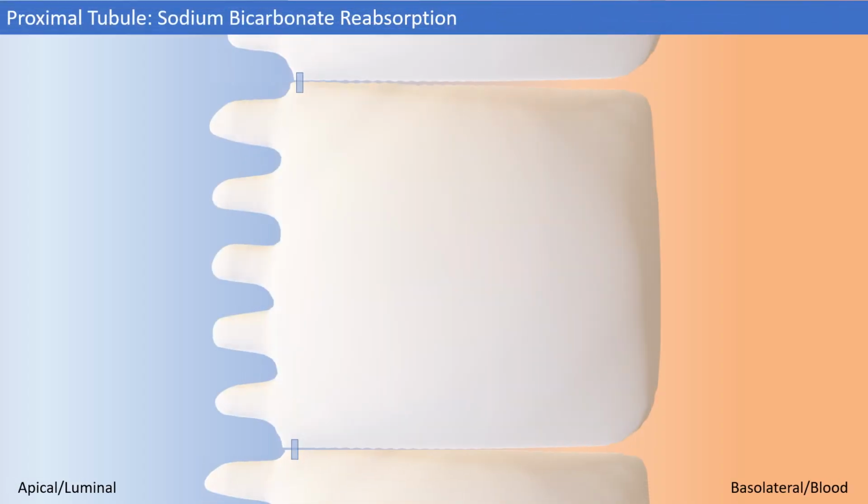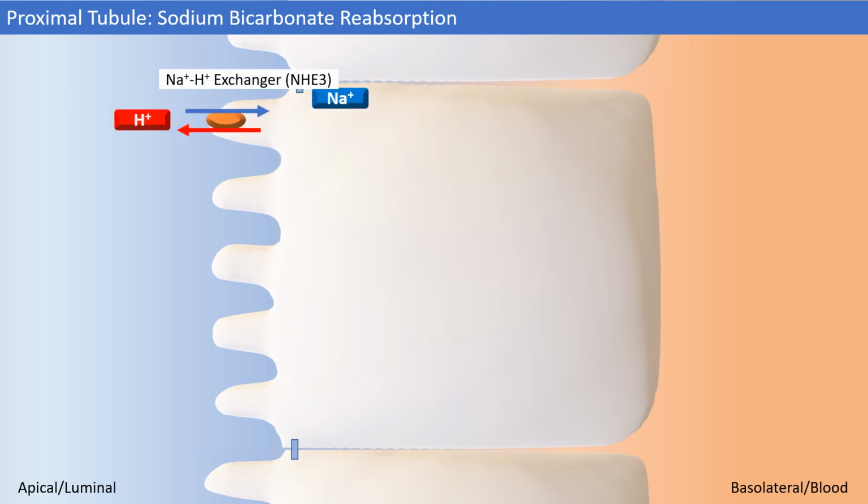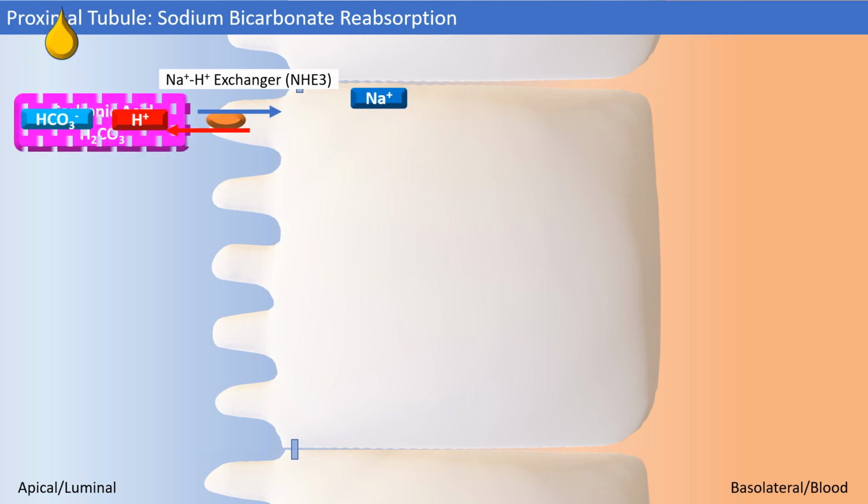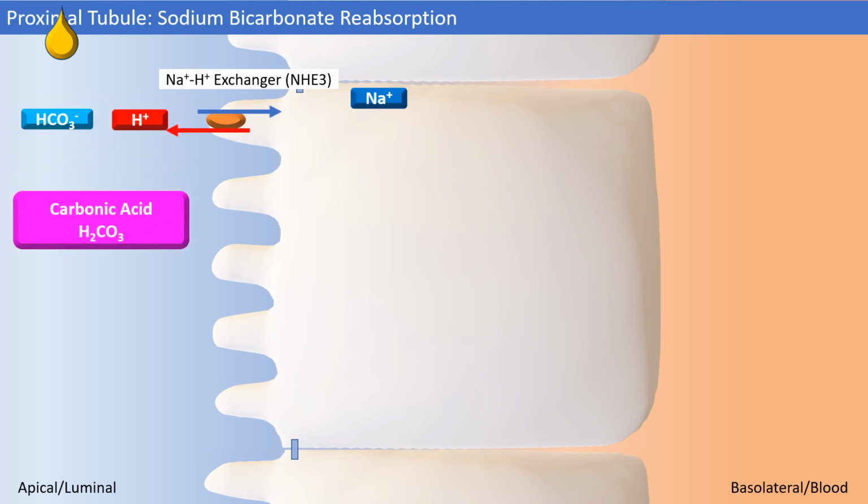To target proximal tubular sodium reabsorption, we need to review how sodium is reabsorbed at this segment. Here we have a cell from the proximal tubule. First, sodium is reabsorbed in exchange for the secretion of hydrogen into the lumen via the sodium-hydrogen exchanger NHE3. Hydrogen combines with filtered bicarbonate to form carbonic acid. Carbonic anhydrase splits carbonic acid into CO2 and water.